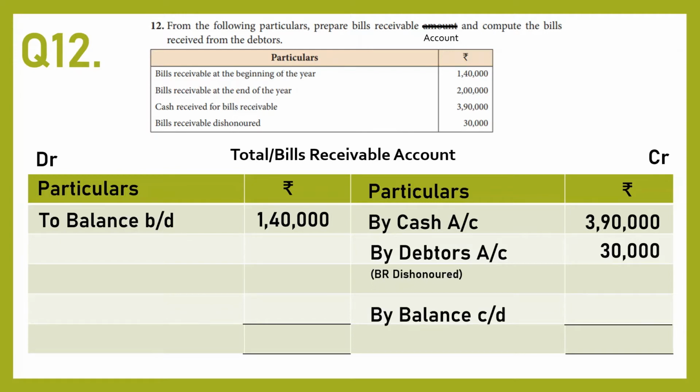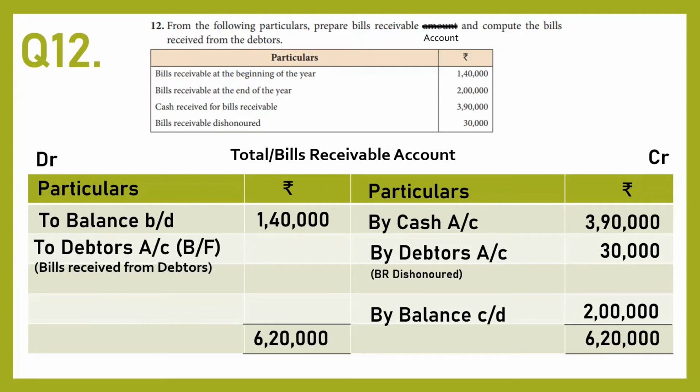And now the closing balance, which is again given in the problem, which is 2 lakhs. So the total of this is 6.2 lakhs. So now I extend this total to my left side of the account, and then I'll get a balancing figure which will be 4.8 lakhs, and that is nothing but the debtors account, which is the bills I have received from the debtors. Okay, so this is what they have asked in the question. What is the bills received from the debtors? So the bills received from the debtors is nothing but a balancing figure in this account, which is 4.8 lakhs.